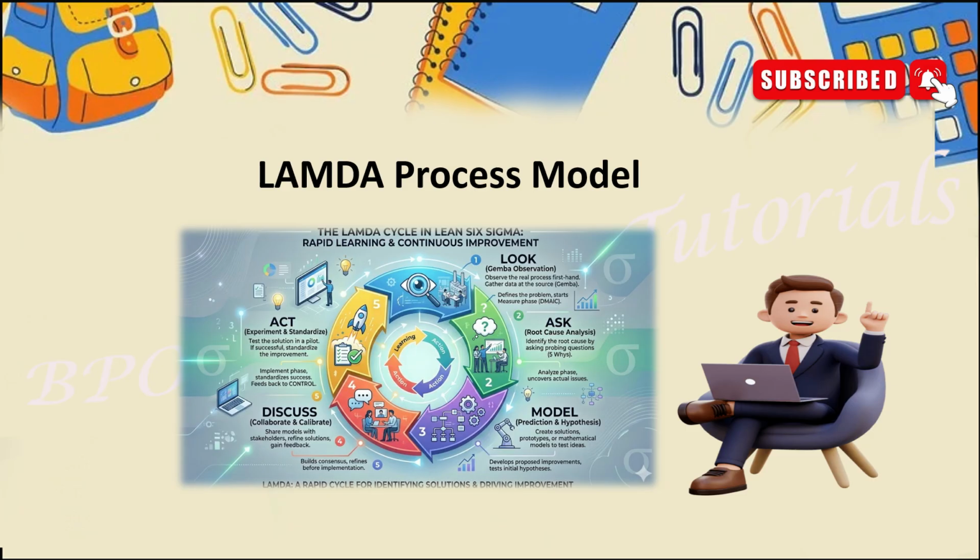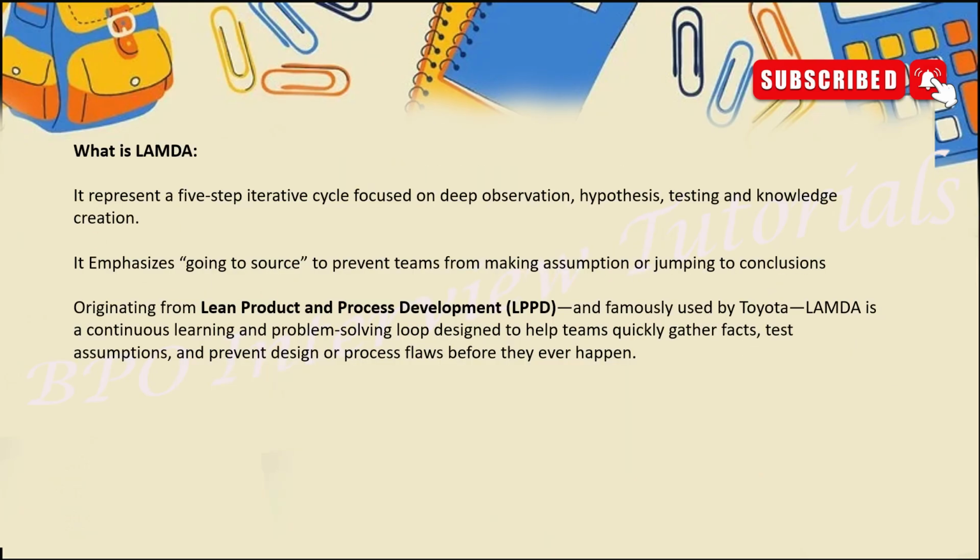Let's start with the definition first. So basically it is a 5-step model wherein we can use a 5-step understanding. With the help of that we can find a solution to any problem. It's basically focused on deep observation, hypothesis testing, knowledge creation and all. It totally depends on all those things, and with the help of those we will definitely improve our process.